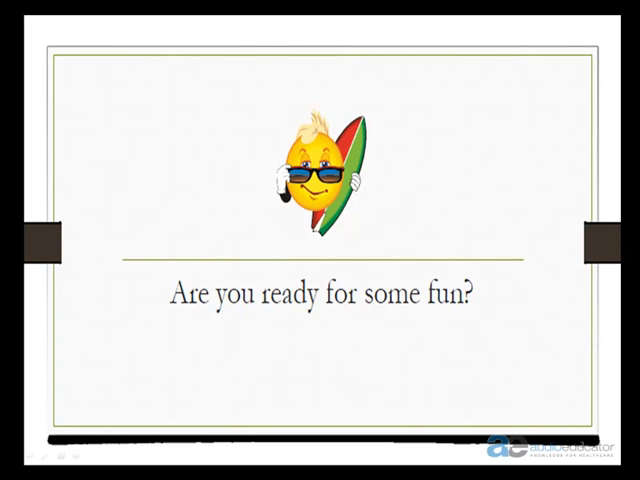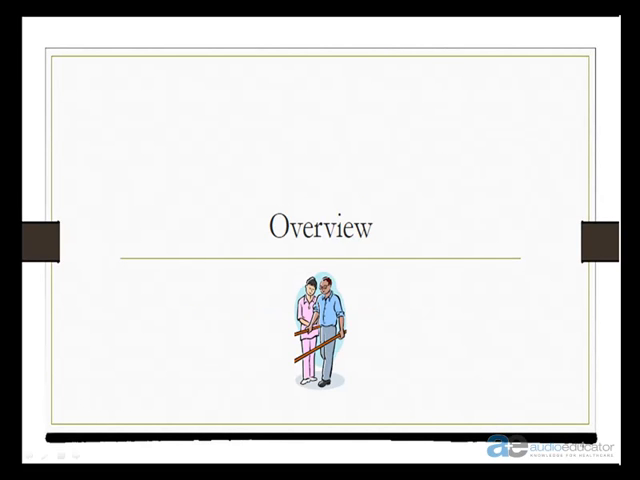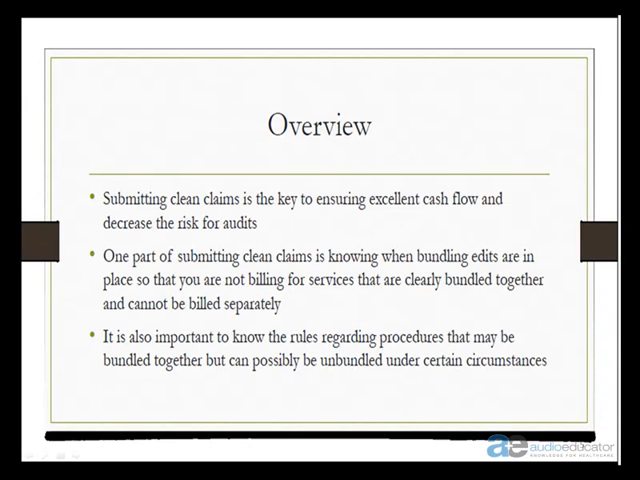So let's start off with our overview, and I'm going on to slide number 5. I have 2 overview slides, and I want to go through each of these bullets with you just to give you a sense about what this next hour is going to be like. Submitting clean claims is the key to ensuring excellent cash flow, but also to decreasing your risk for audit. I tell everybody, people think that clean claims is just not a big deal. Like, okay, so what if I don't know the bundling edit? It is huge, on the side of cash flow, but also on the side of auditing and putting yourself at risk for an audit.